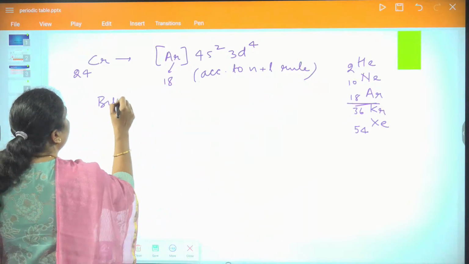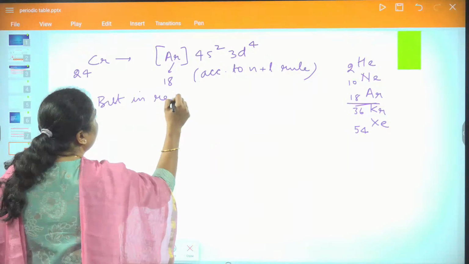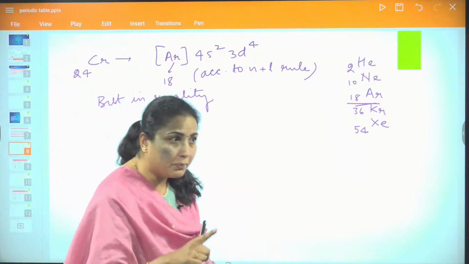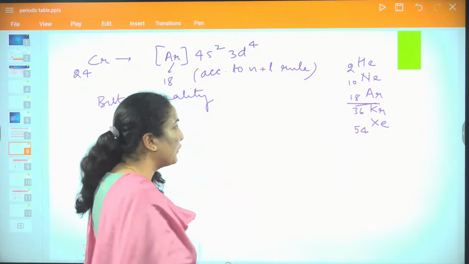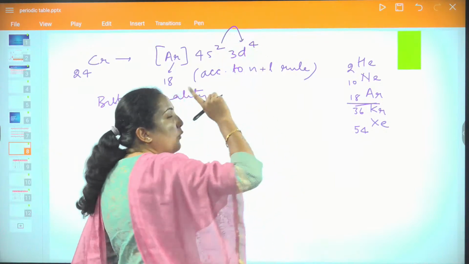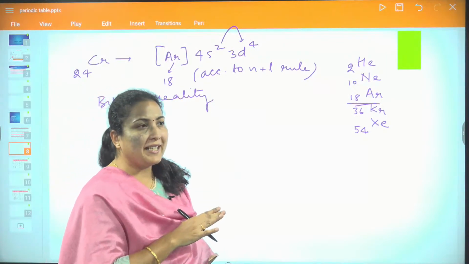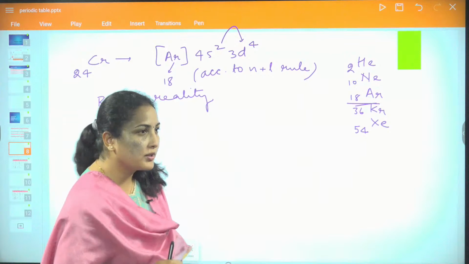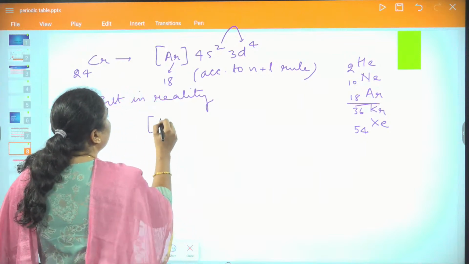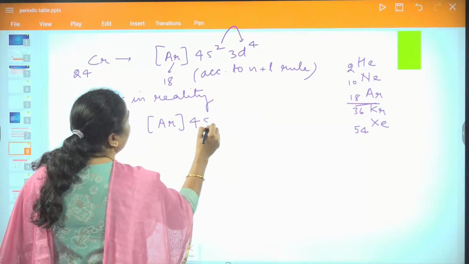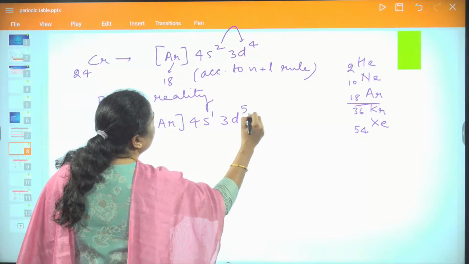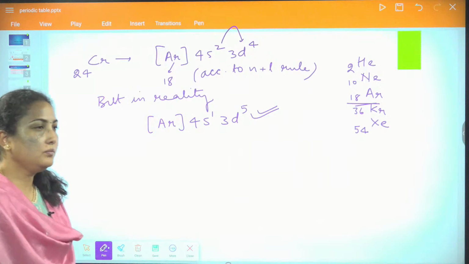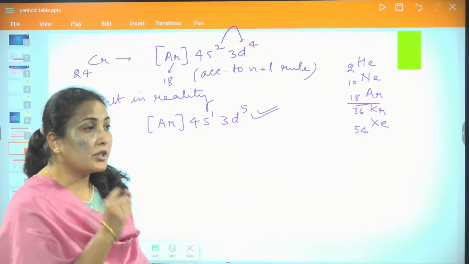But what is there in reality? But in reality, there is a difference of 1 electron from the N plus L rule in their electronic configuration. That means you have to move one of the electrons from this ns to (n minus 1)d because half-filled subshells are more stable, right? So here you will be writing argon 4s1, 3d5, and this is what we write. Understood? Okay, that's the meaning.